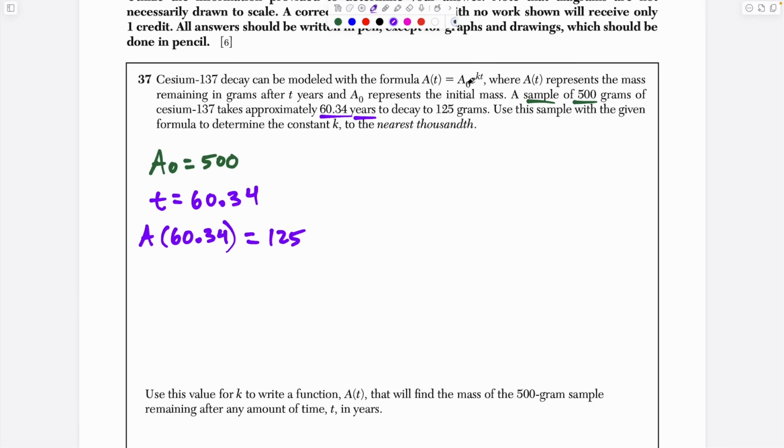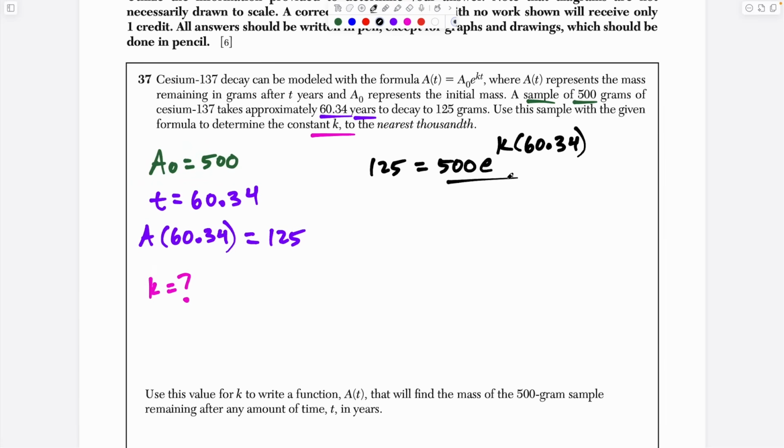But when we just plug into the formula, we don't even have to define the variables like this. You can just read and start plugging in and solving. So the goal here, of course, is to find the value of k. That's what we want. So now we just plug this stuff in. A of t, the amount at this time, is 125. So we have 125 equals A naught, which is 500, multiplied by e to the k times t, which is 60.34. So we're solving this equation for k.